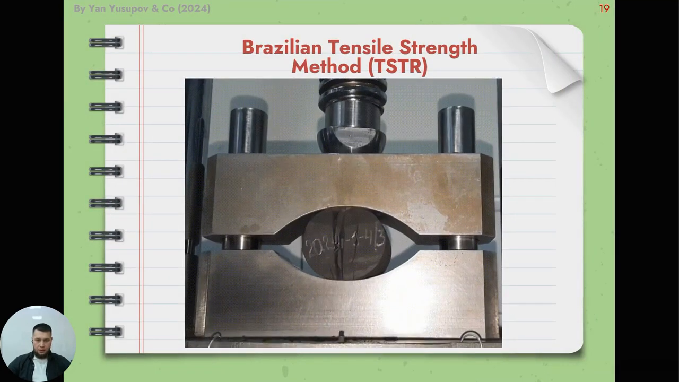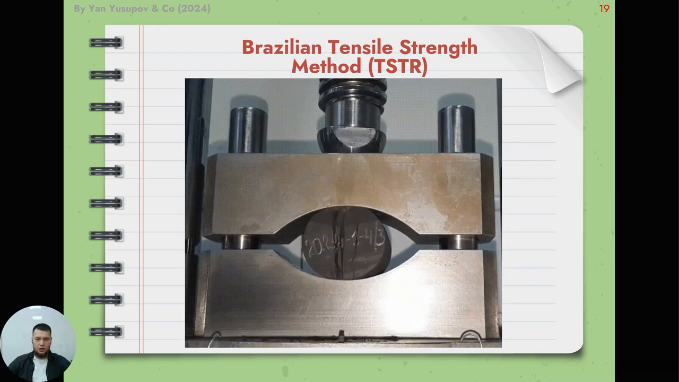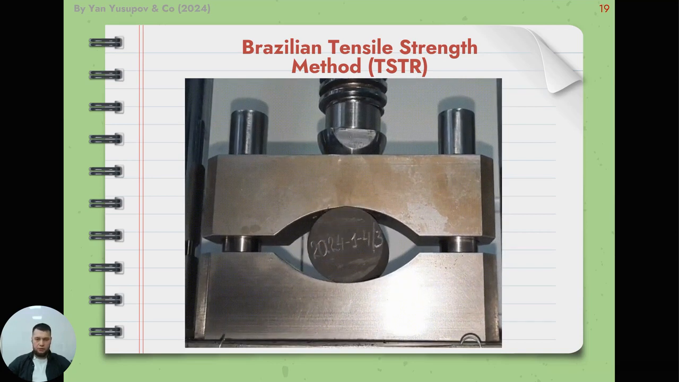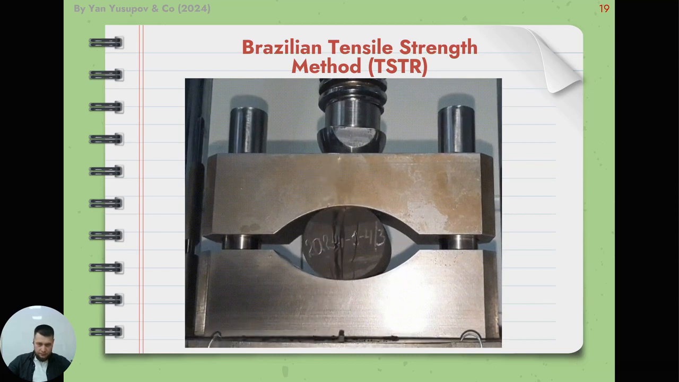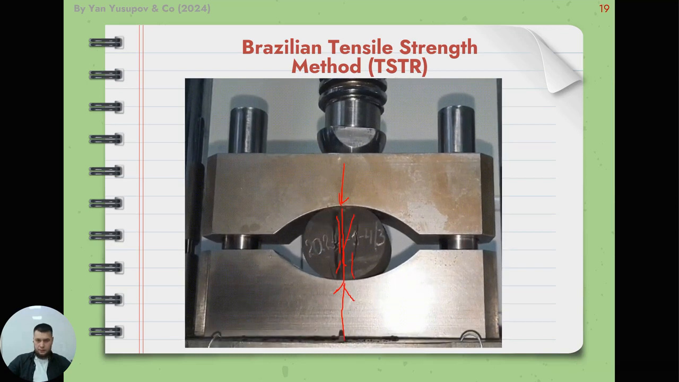This is an example of a Brazilian indirect stress method. You can see here in this video how, by increasing the loading, the rock sample fails. Okay, this is the main axis of failure after force application.